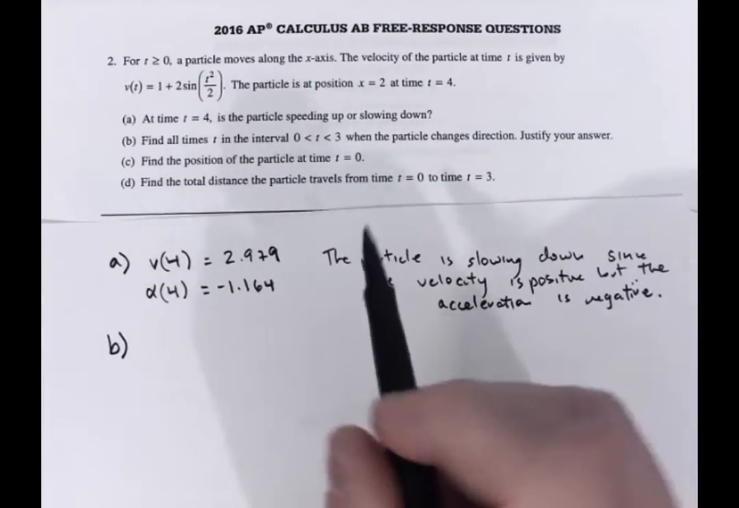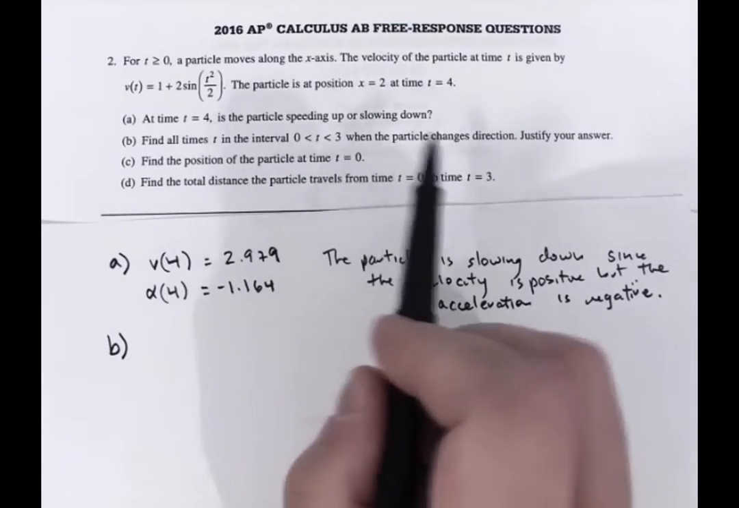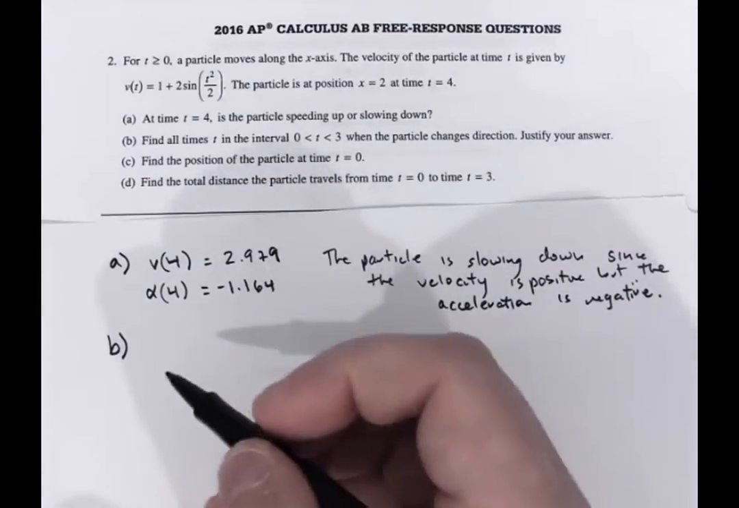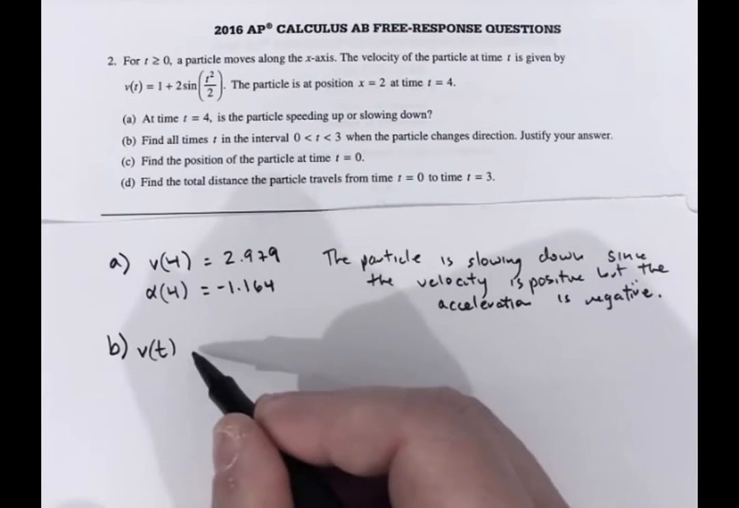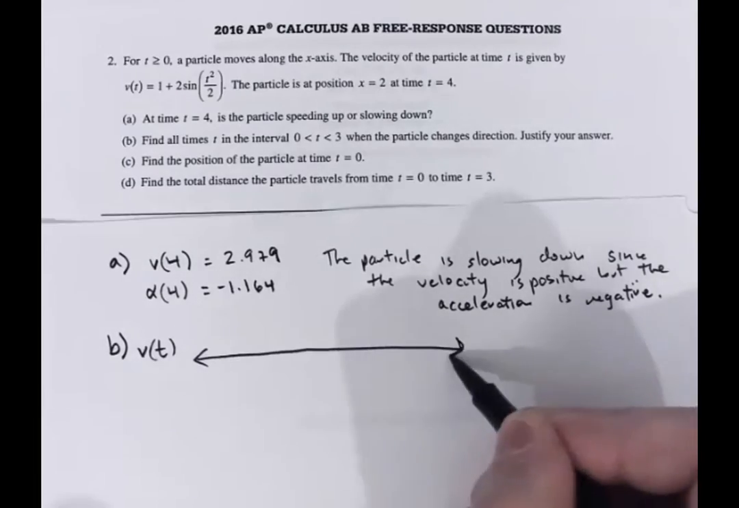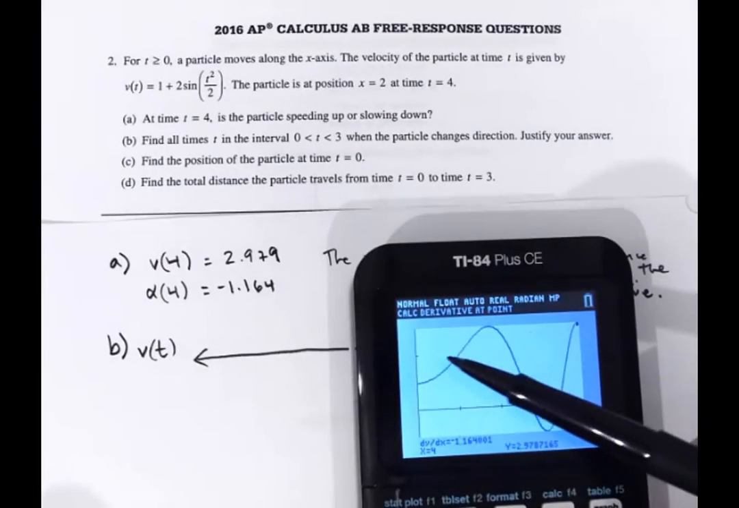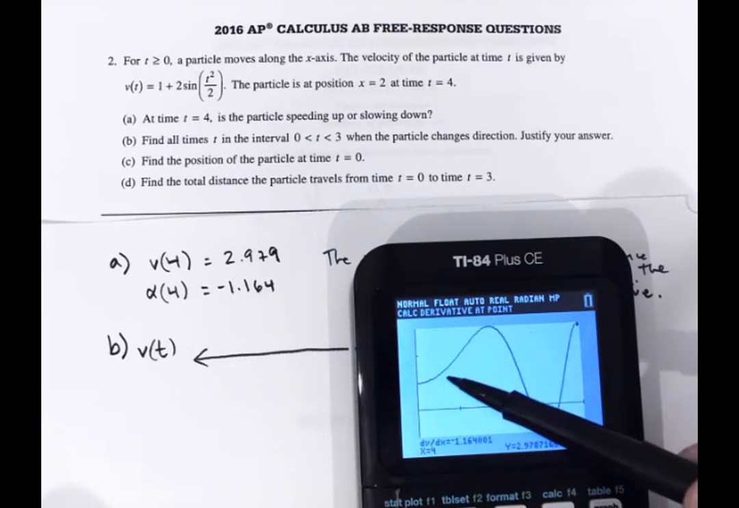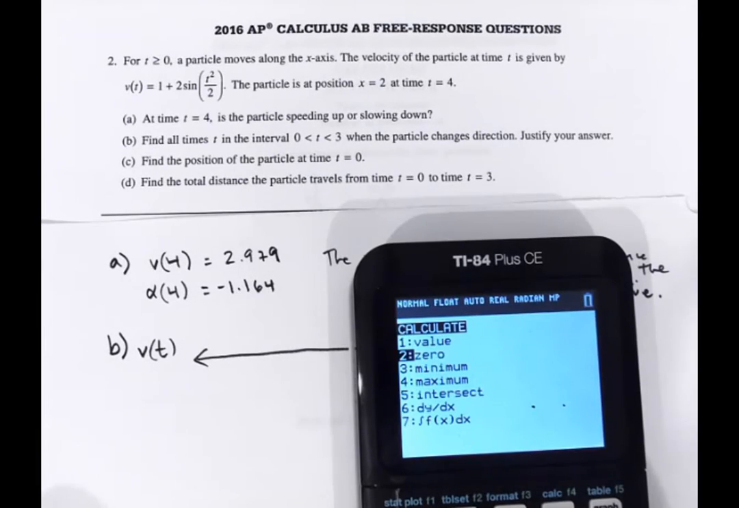Part B. Find all times in the interval 0 to 3 when the particle changes direction. Justify your answer. So this would again be a velocity type justification. So I'm going to draw a number line. And on that number line, I have to figure out all places where I change. So the velocity here is positive. It's above the axis. And then it changes here and here. So let's go find those points.